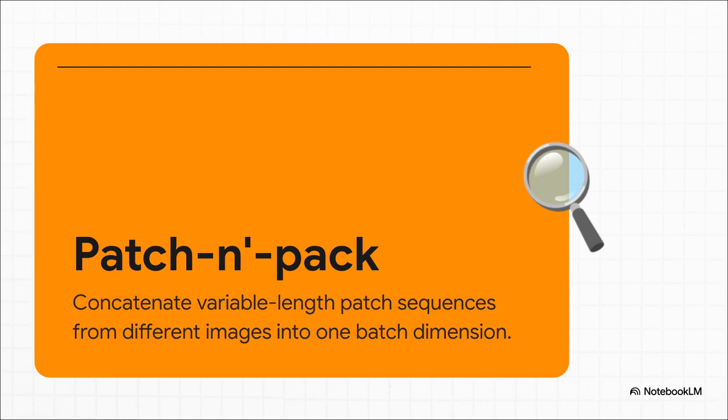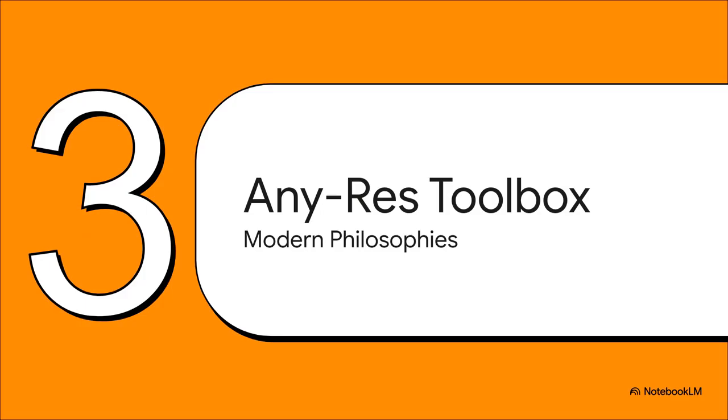Imagine taking a 336 square image, a 224 square image, and then a wide 448 by 336 image. Instead of padding them all out with zeros to match, you just extract their patches, flatten them all out, and concatenate them right into one long sequence for the batch. Boom! You are completely eliminating wasted compute. Absolutely no padding required.